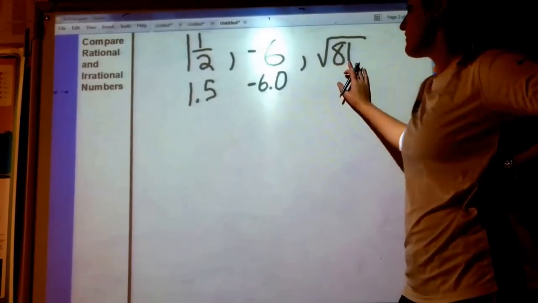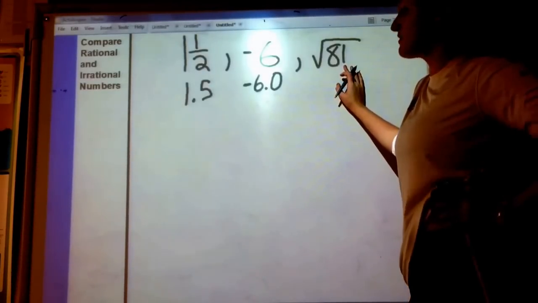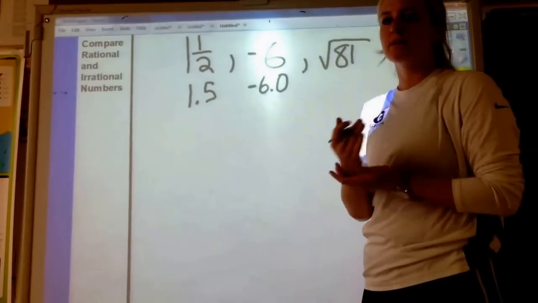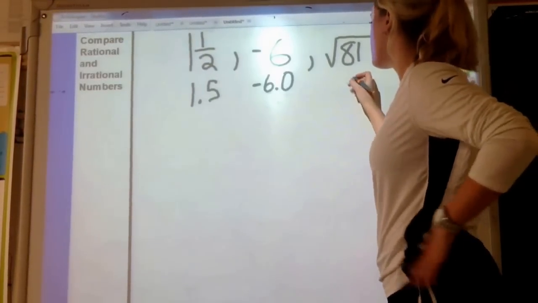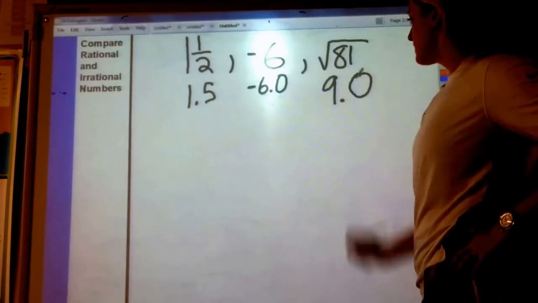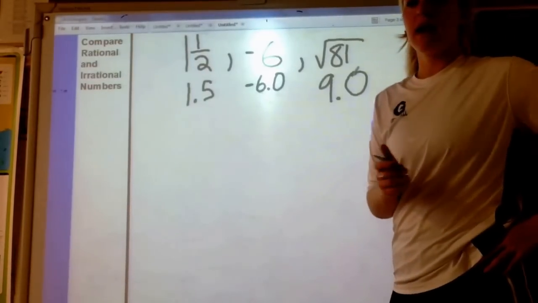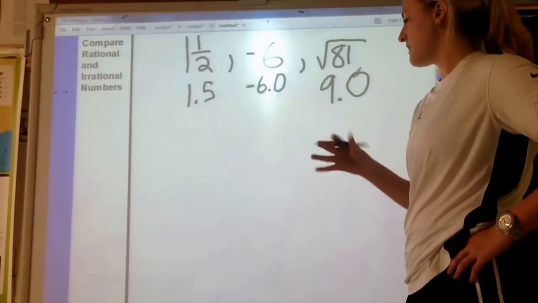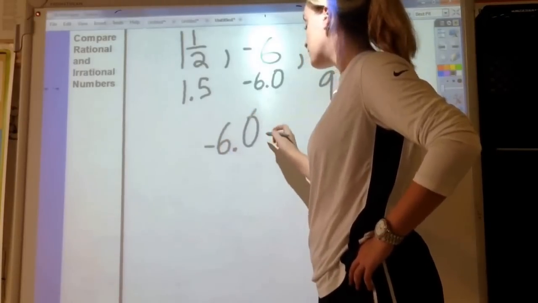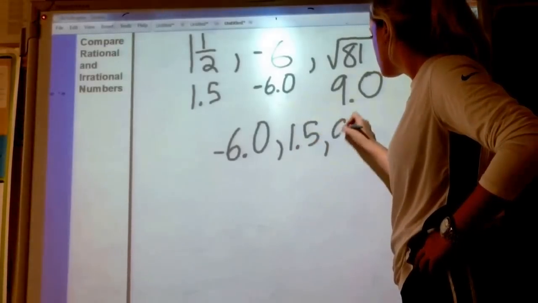Lastly, I have the square root of 81. If I want to turn this into a decimal, first of all, I need to figure out what the square root of 81 is. And I recall back to my weeks of practice that the square root of 81 is a perfect square and that it's 9. And if I want to turn this into a decimal, I can just add a 0. So I'm going to go ahead and list these from least to greatest because that is my final step in terms of comparing them. So I know that -6 is really small because it's negative, so that's our first number, followed by 1.5 and 9.0.